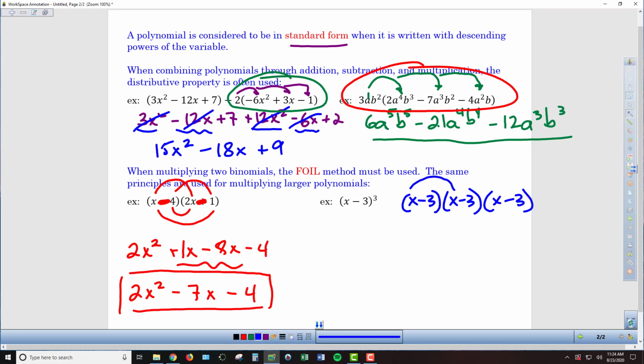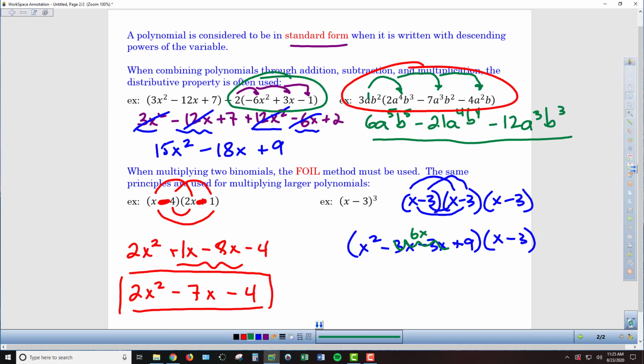So I've got x times x gives me x squared. My outer gives me a negative 3x. My inner gives me another negative 3x. And then finally, my last, negative 3 times negative 3, I get a plus 9. So I've got that times x minus 3, the remaining x minus 3. And so clearly we have some like terms in the middle here that we can combine. So just in the interest of space, I'm going to combine those into a minus 6x here.